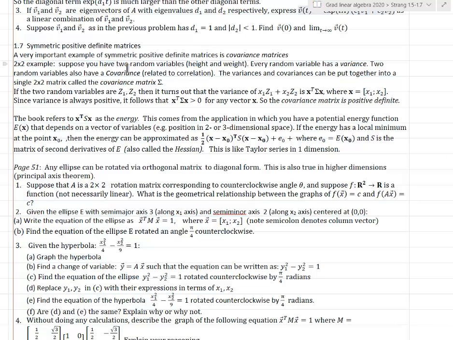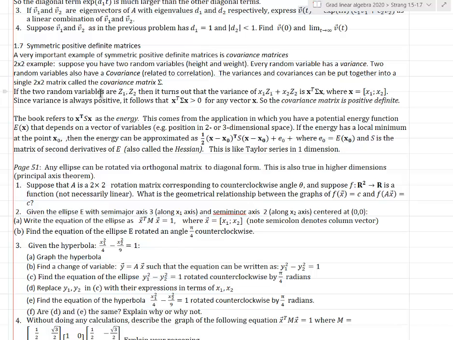Now if you have two different random variables, they also have something called a covariance. How much do they vary together? And that's very closely related to correlation. Correlation is always between -1 and 1. Covariance can be larger than that. Again, it measures how closely related these two random variables are, how much they vary together. The variances and covariances can be put into a single 2x2 matrix called the covariance matrix Sigma.